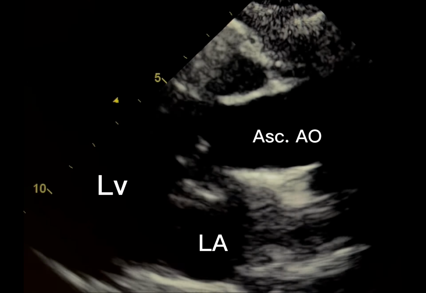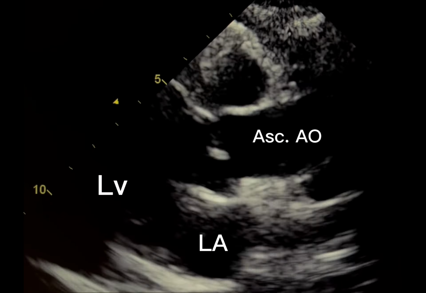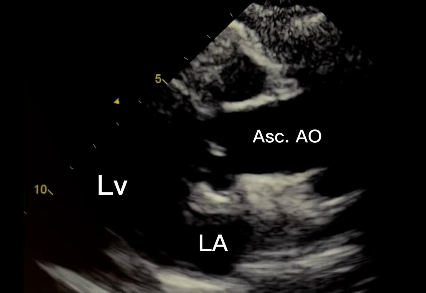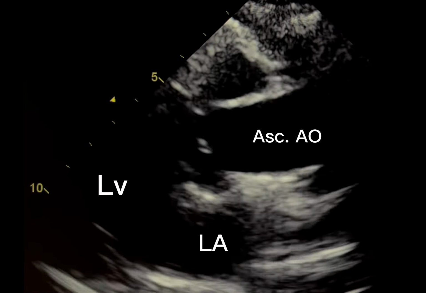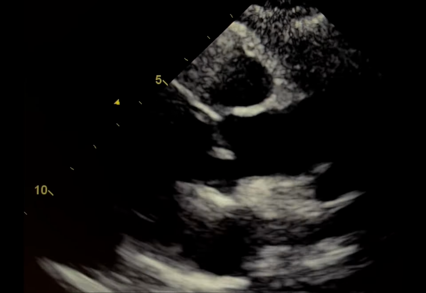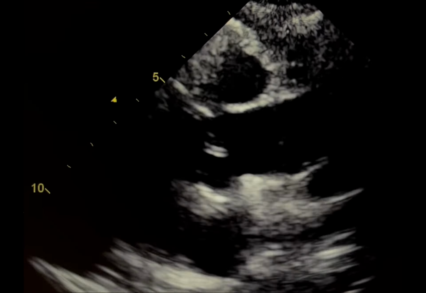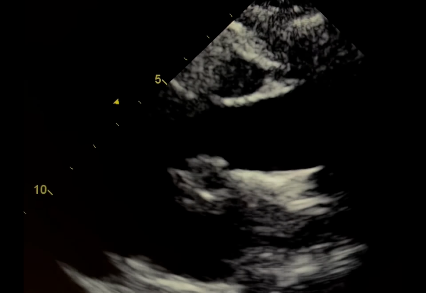Another helpful echocardiographic finding is involvement of the ascending aorta. Aortic wall thickening and calcification are commonly observed in radiation-associated heart disease.